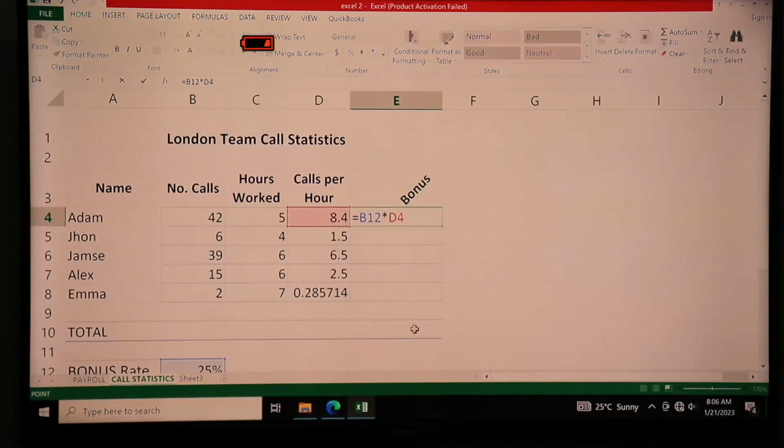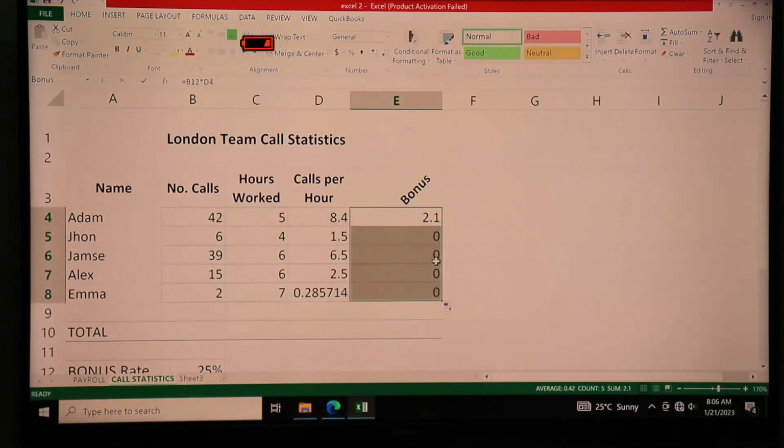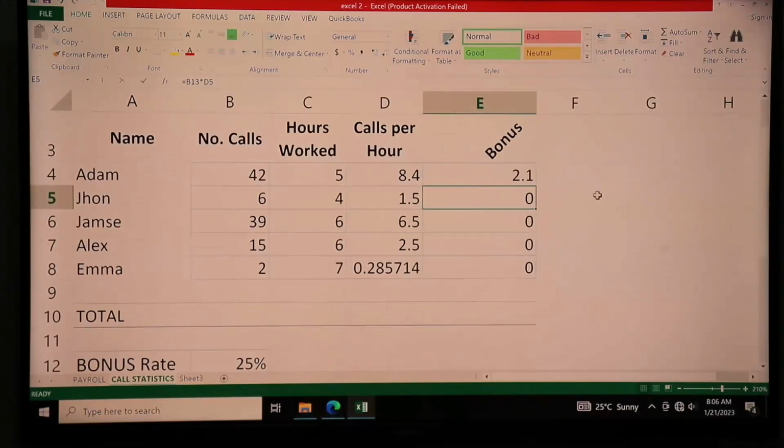So if you put that function or formula, then you copy down the formula, it will give you wrong values. It will actually give you zeros. You can see that it is giving us zeros. Why is it giving us zeros?